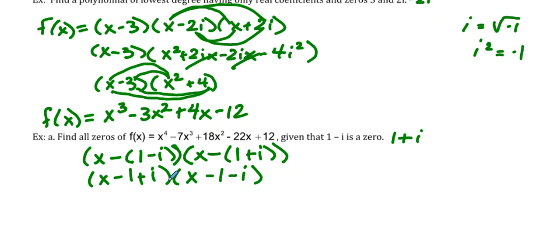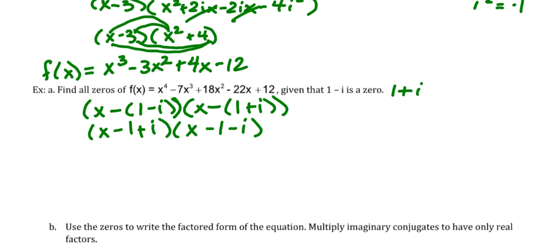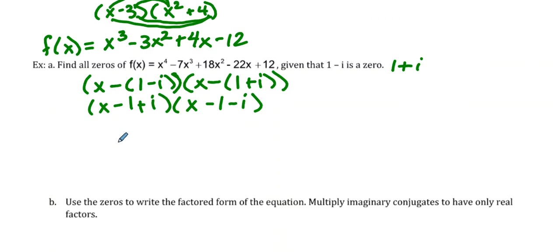Alright, so I have 3 terms times 3 terms, and that could be a good use of a box if you want to multiply them with the box. Or you can just distribute 3 times. So I'll distribute the x first. x times x, x times minus 1, x times minus i. So I have x squared minus x minus xi. So that was x, x, x. Now I need to distribute the -1. -1 times x is -x. -1 times -1 is plus 1. And -1 times -i is plus i.